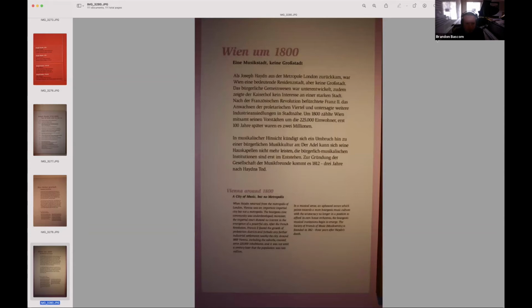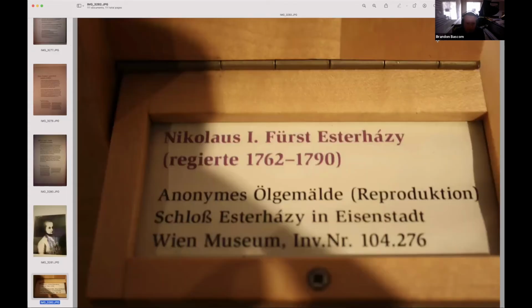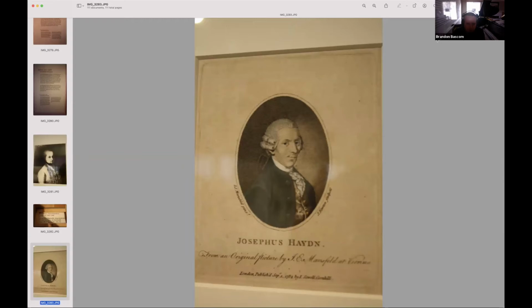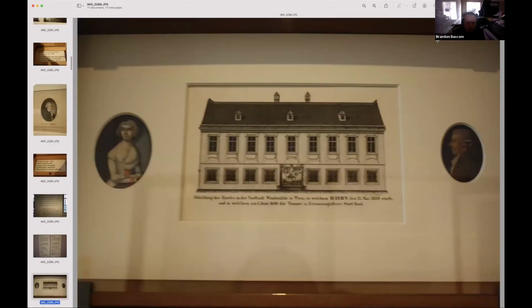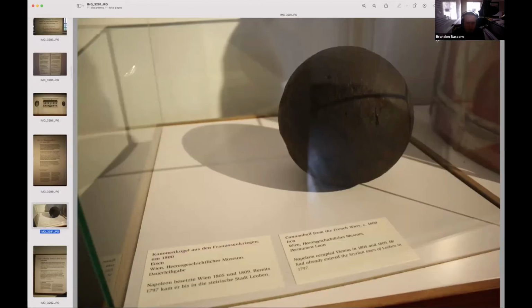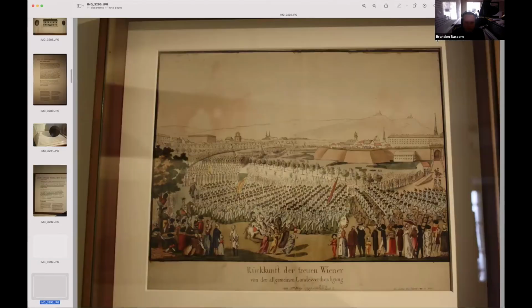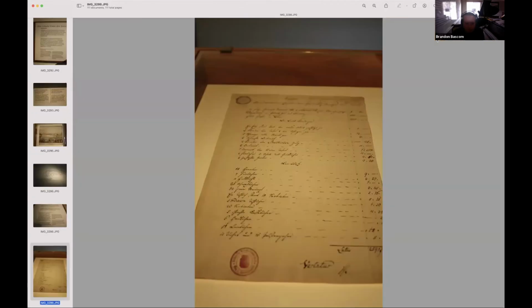So this was a city of music, Vienna, around 1800, but no metropolis, it says. More pictures of Haydn. I think that one picture was the prince. But I want to show you. Oh, this is the cannonball from the French Wars. I think this is the one that destroyed. Well, it's during the Napoleon Wars. Let me just show you. This is pretty cool.